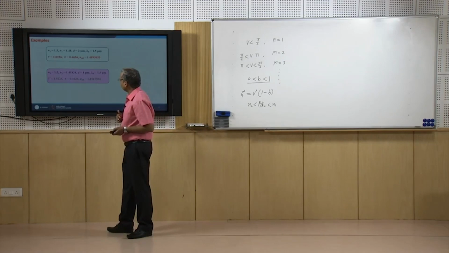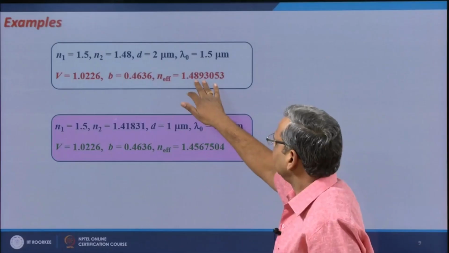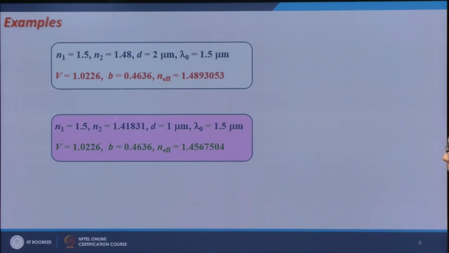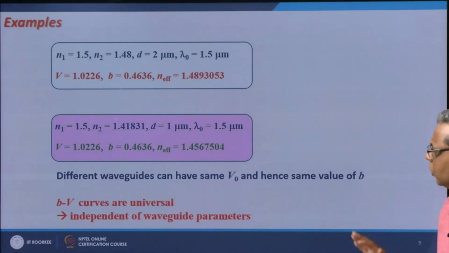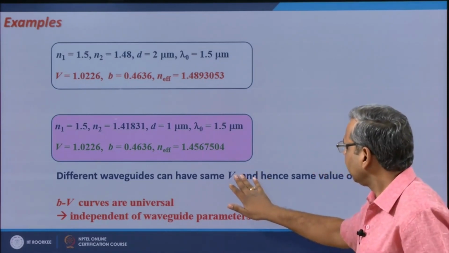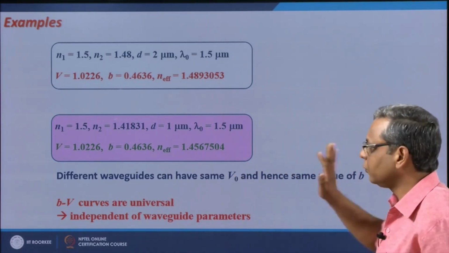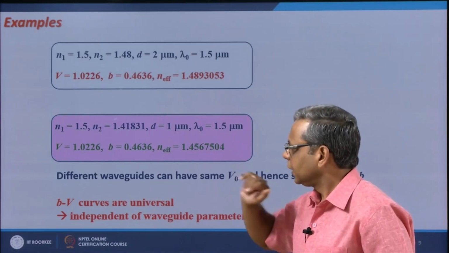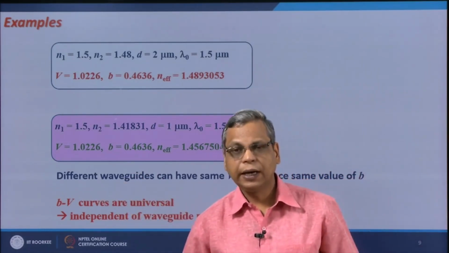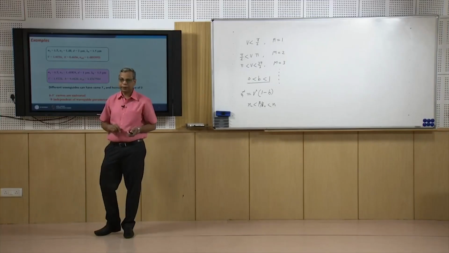N1 and N2 are different. So, in this case the effective index is this, while in this case the effective index would be this. Okay. So, different waveguides can have the same value of V and hence the same value of B, which means that these B-V curves are universal and they do not depend upon waveguide parameters.